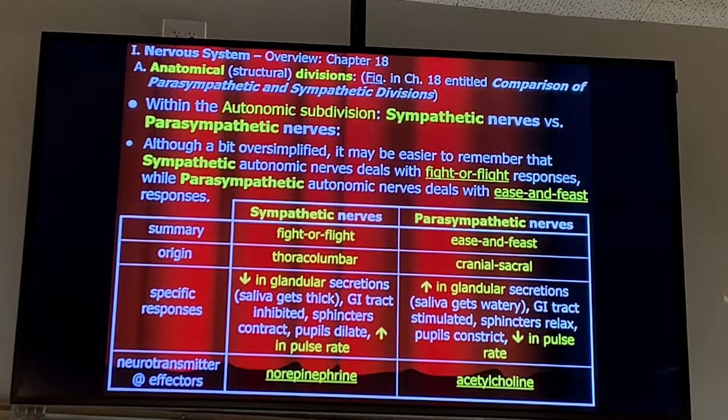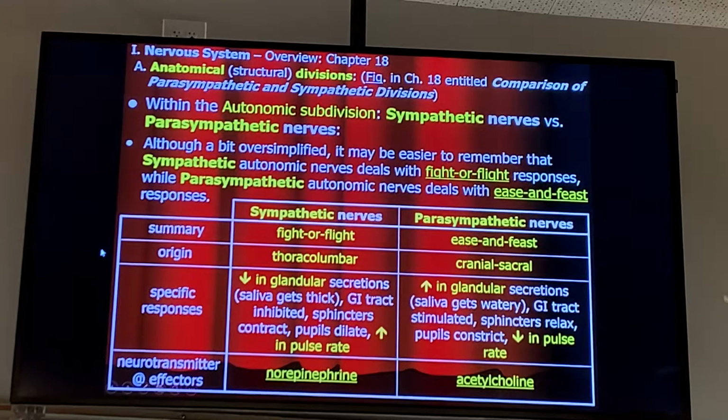Okay, first row is the summary. That's up on the bullet above it. Second row where it says origin. Just to the left of this slide where it says origin, you want to write where the preganglionic axon comes out of the CNS. Origin means where does the preganglionic neuron originate? Where the preganglionic neuron, the blue one, comes out of the CNS.